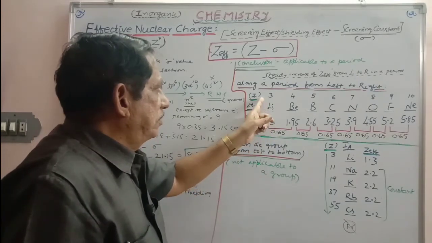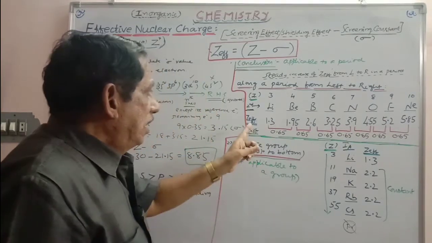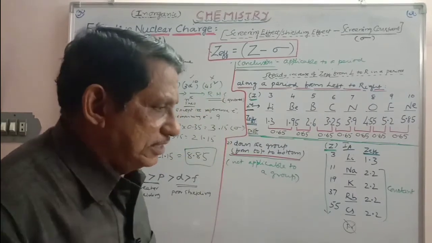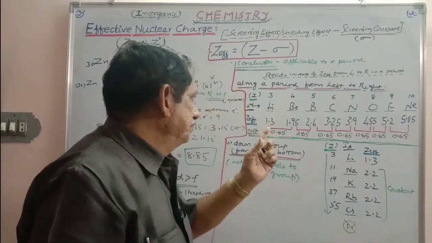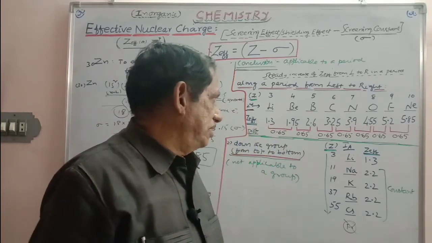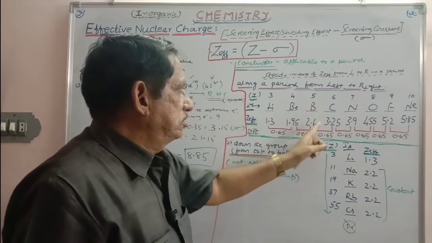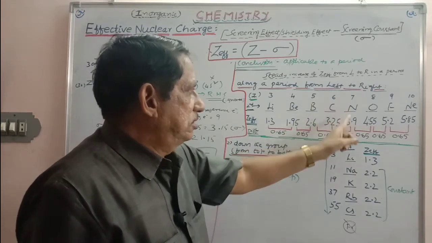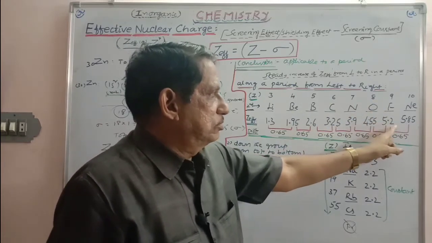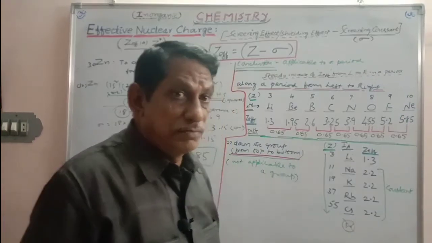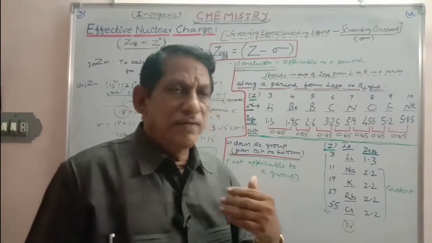If you take the atomic numbers from 3 to 10, from lithium to neon, and calculate Z effective based on Slater's rules, we already calculated for lithium its value is 1.3. For beryllium, 1.95, for boron, 2.6, for carbon, 3.25, for nitrogen, 3.9, for oxygen, 4.55, for fluorine, 5.2, for neon, 5.85. That means there is a gradual increase in the effective nuclear charge.